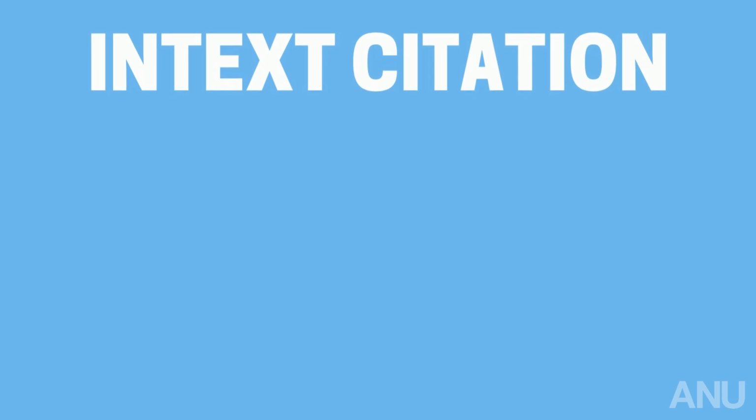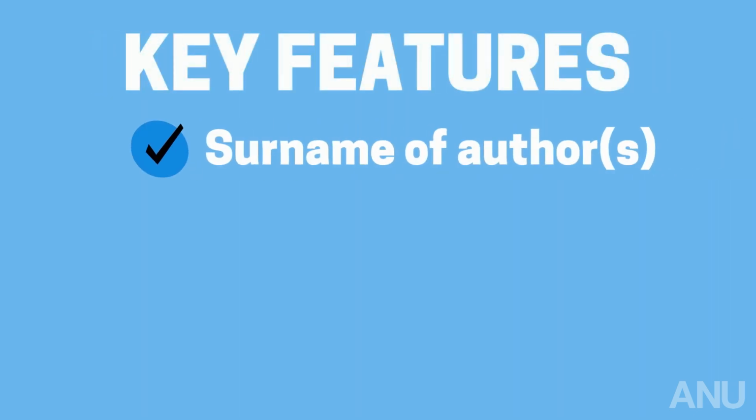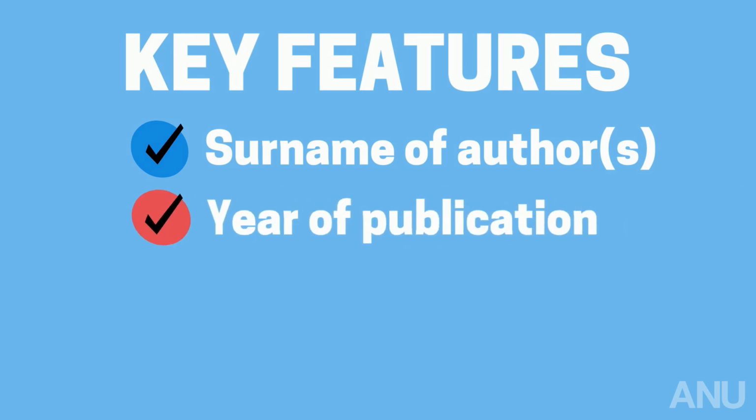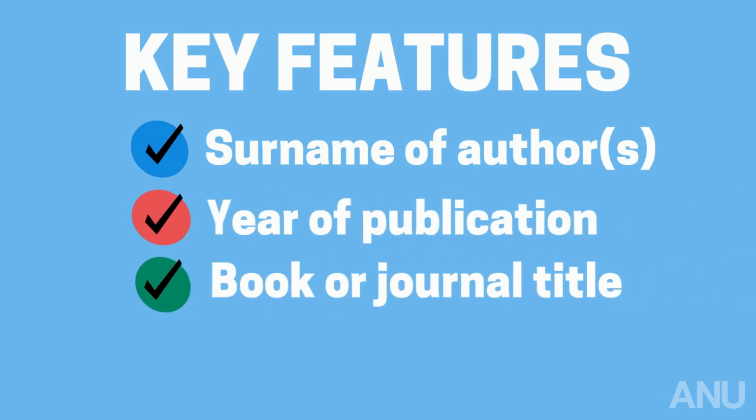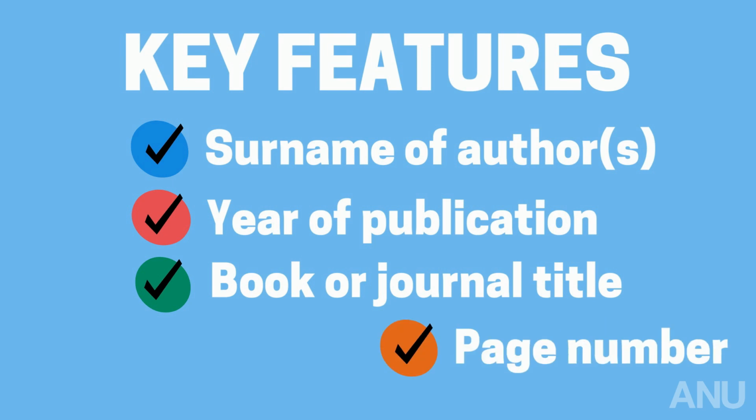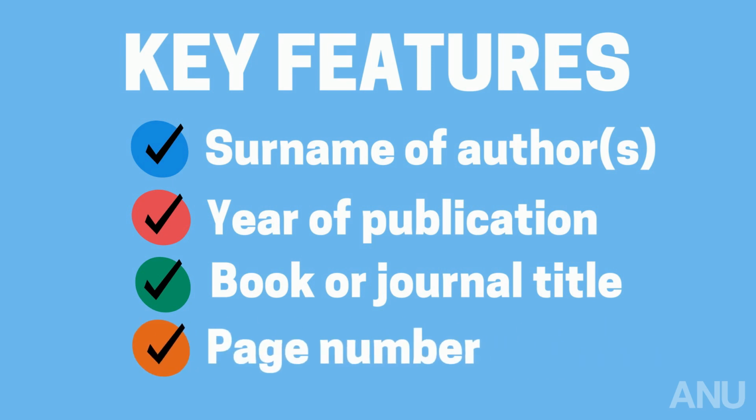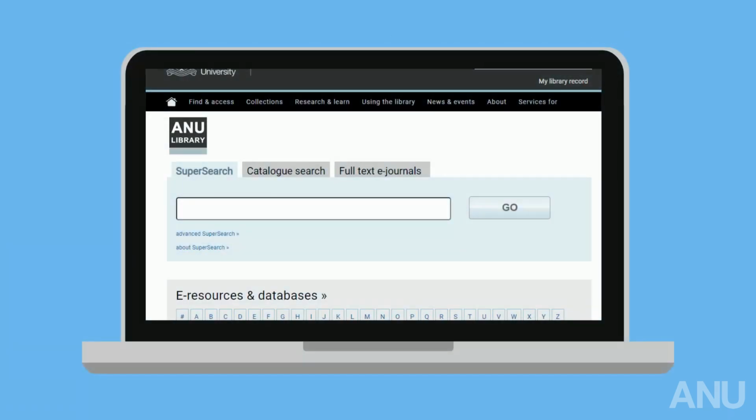So, when you come across an in-text citation, look for these key features to help you find it in the reference list. The surname of the author or authors, the year of publication, the book or journal title, and the page number. Once you locate the full citation in the bibliography, you can look up the article yourself on the ANU Library website by searching for a segment of the article title in quotation marks, the author or authors, or a combination of the title and author.